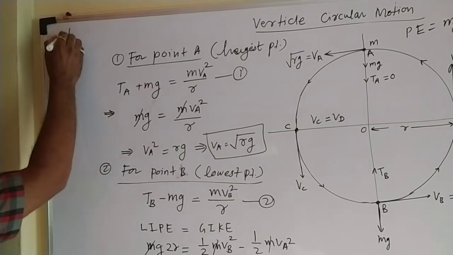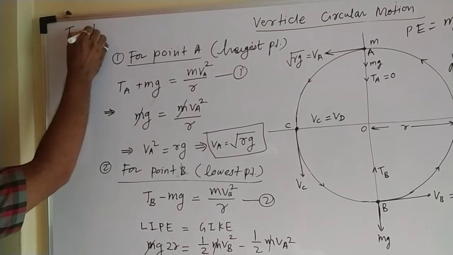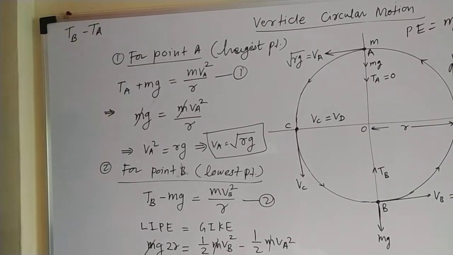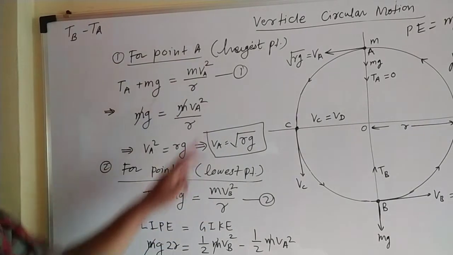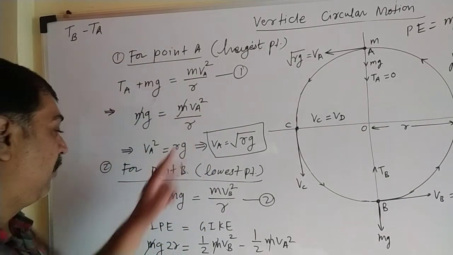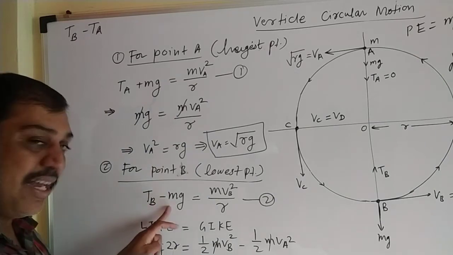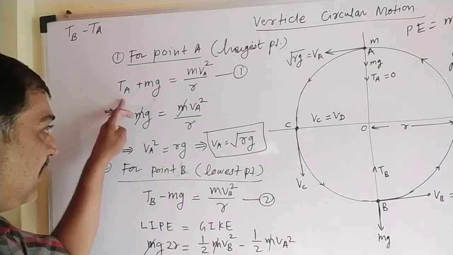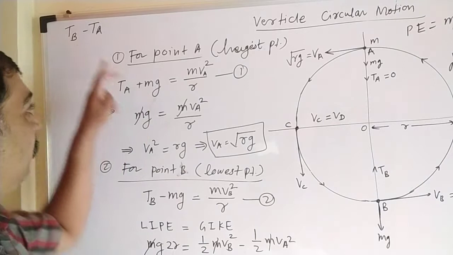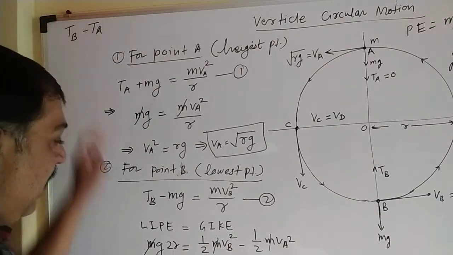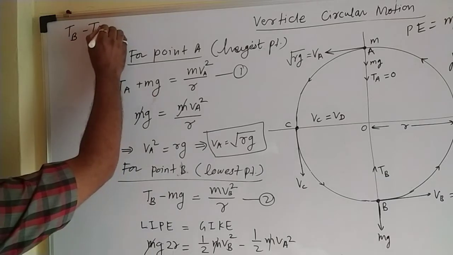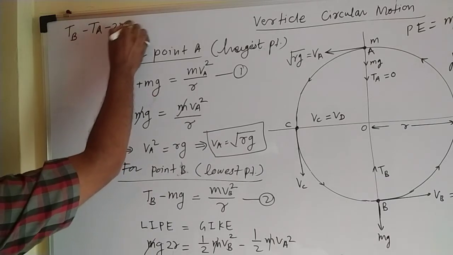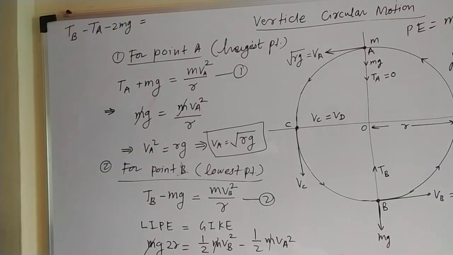So here we can write TB minus TA. Subtract the two equations, equation 2 minus equation 1. TB minus mg minus TA minus mg. So I have taken first TB minus TA, then minus mg, and minus mg becomes minus twice mg. That is the left hand side.